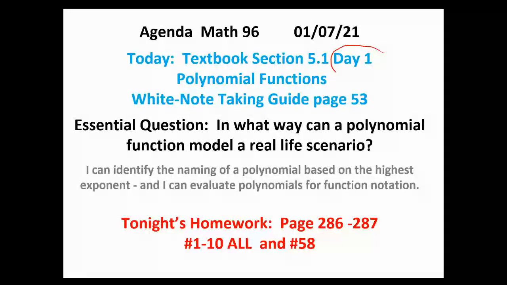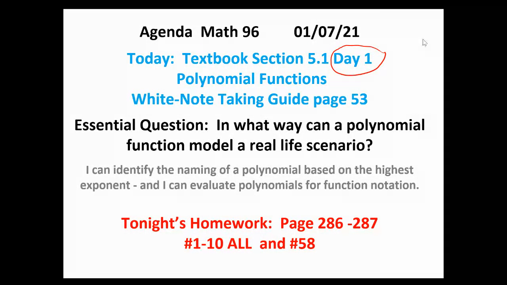So this is day 1, okay? So you will answer the essential question, for those of you who are new, in the summary on page 54, but not until tomorrow. So today's just an introduction. You should be able to identify the naming of a polynomial based on the highest exponent. And then you should also be able to evaluate a polynomial in function notation. And we've already done that before earlier this year. So some of this is a review.